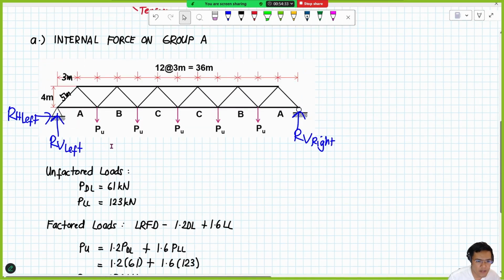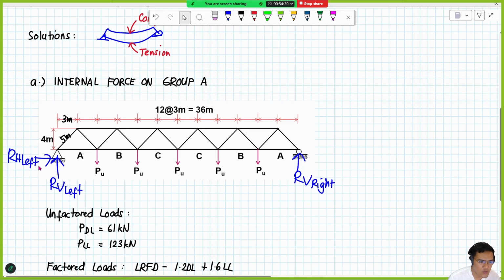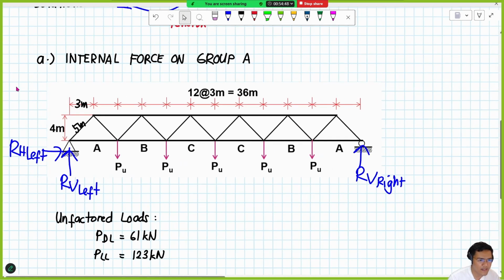Now, since we have the value of P sub U, which we calculated earlier, and we need to determine the internal force of member A, what do you think is the more appropriate method we should use? The faster one. Method of joints or method of sections? Well, obviously method of joints, because it's already right at the support. Okay? So we just get those values, we could now use method of joints, okay?